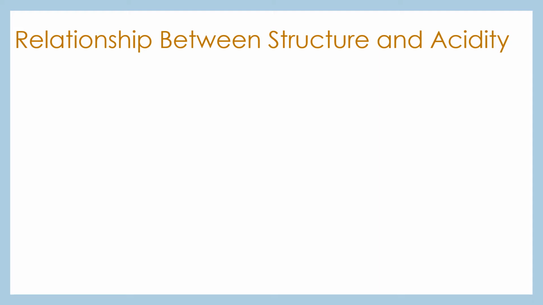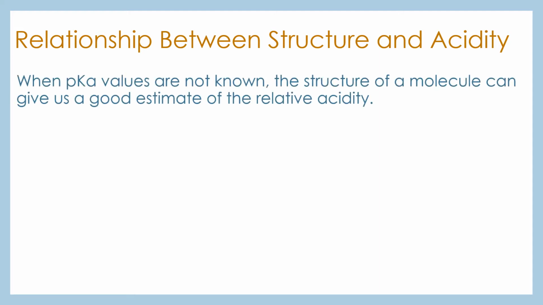What do you do if you're looking at a reaction and you have no idea what the pKa's of each of the compounds are, but you're being asked to identify which direction the equilibrium lies? Well, you can use your context clues. If you understand how structure and acidity are related, you can solve those problems.